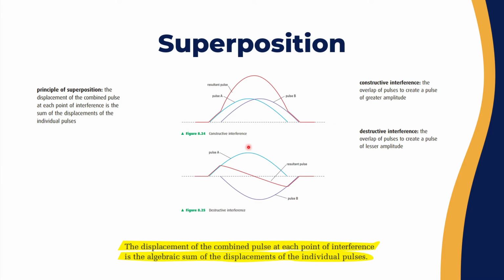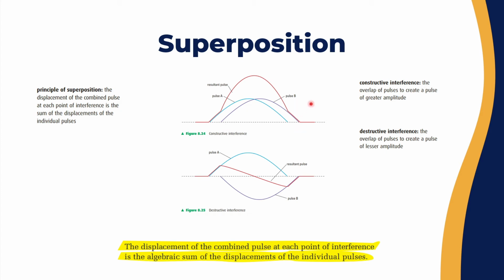So to define the principle of superposition, it is the displacement of the combined pulse at each point of interference. That would be the sum of the displacement of the individual pulses. You have pulse A going in a certain direction and pulse B going in the other direction. There is a total pulse or a total wave that is called the superposition or the interference wave.